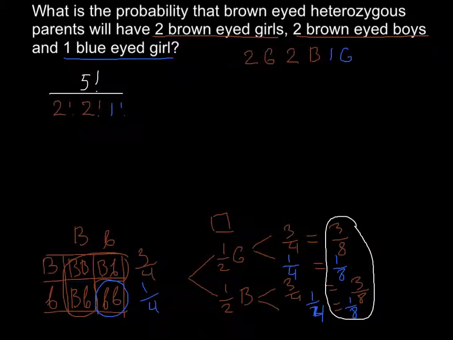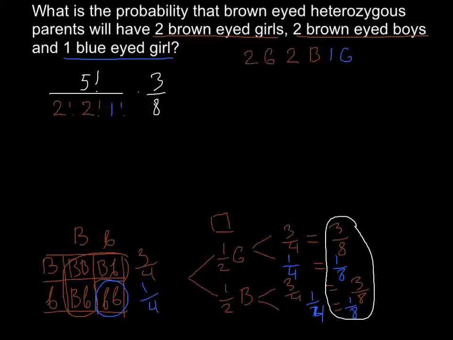So here we have 2, as you see, girls with brown eyes, and the probability would be 3/8, 3/8. So we have to multiply by 3/8, or I can use brown color.